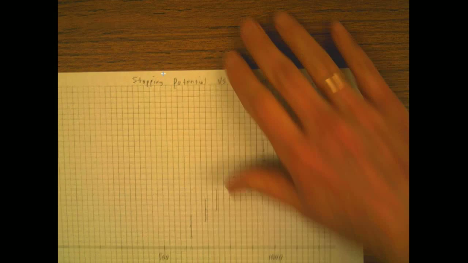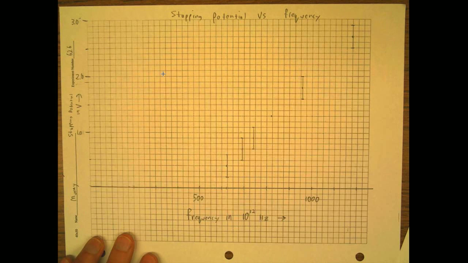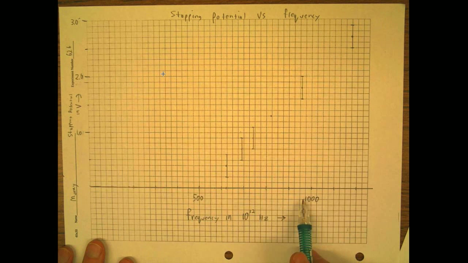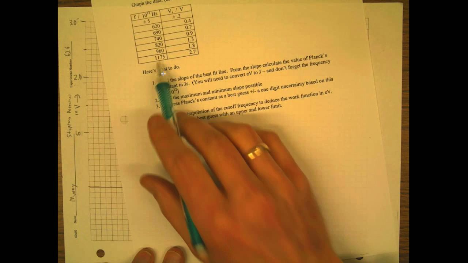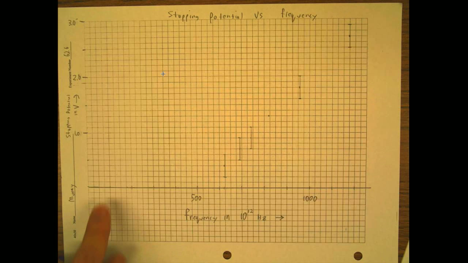Simulated wood grain table. Okay, this is the graph. Here's how I set up the graph, because we've got this data, right? We need to go to about 1200. So what I did for the frequency thing was I made every square this way.